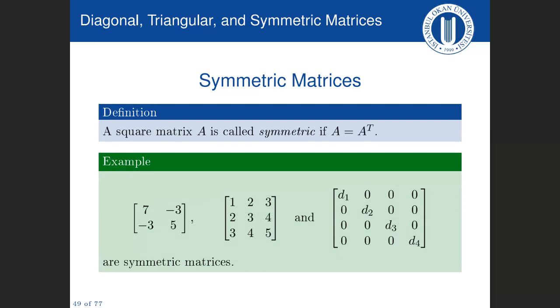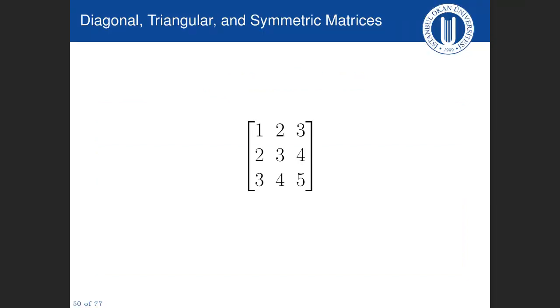A square matrix A is called symmetric if A is equal to A transpose. I've given 3 symmetric matrices here. Now, symmetric means we have some symmetry across the main diagonal. For example, these 2's are the same, these 3's are the same, and these 4's are the same. So if we take the transpose of this matrix, remember that means hold the top left corner, hold the bottom right corner, and flip it around, then the matrix doesn't change. We get exactly the same matrix.